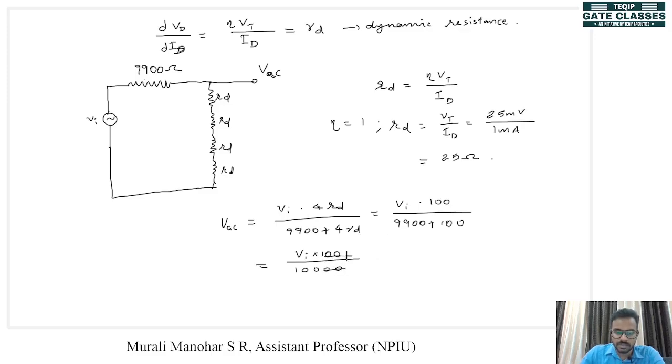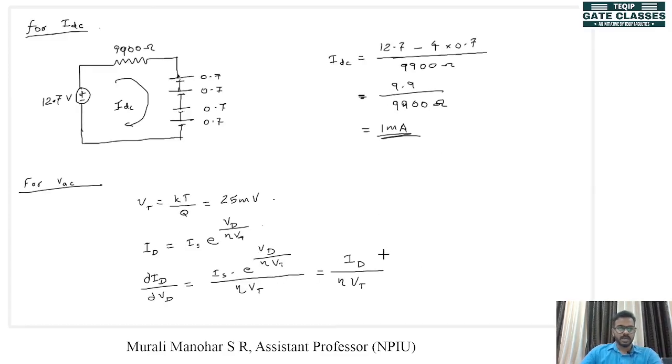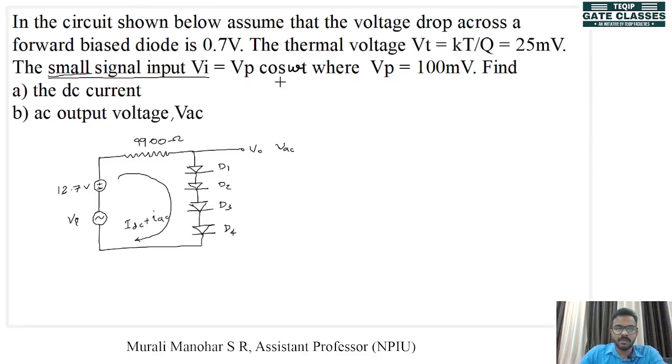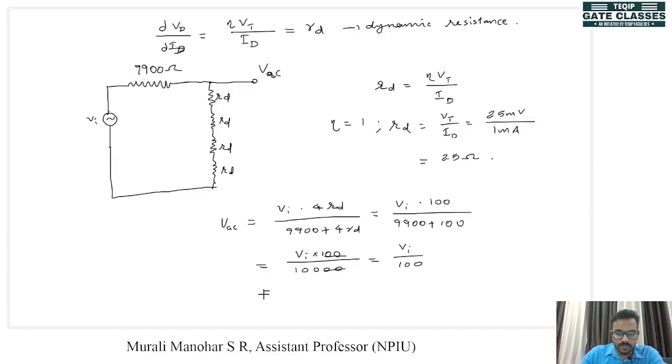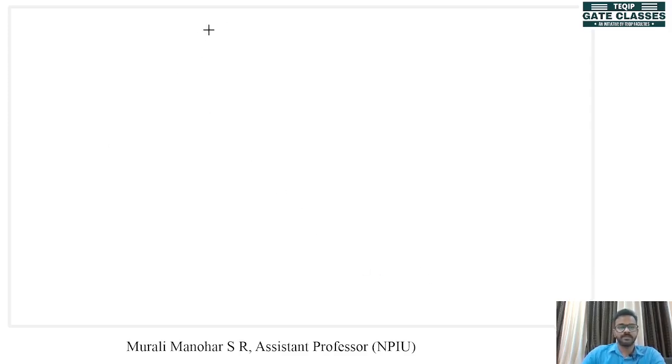So this is cancelled. It becomes Vi divided by 100. Now, what was Vi? Vi is Vp cos omega t, where Vp is 100 millivolt. So that is 100 cos omega t divided by 100 millivolt. So what will be the answer? Vac will be equal to cos omega t millivolt.